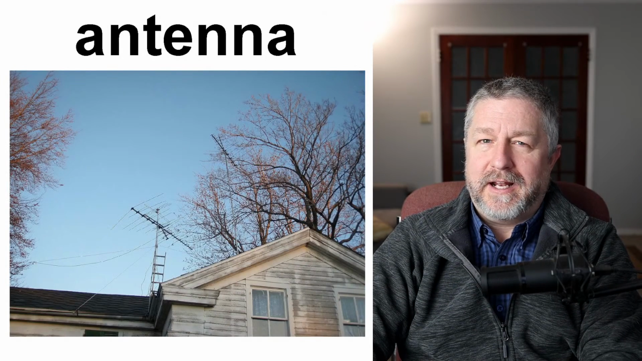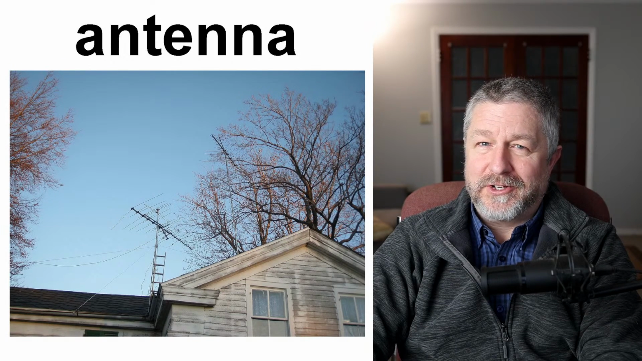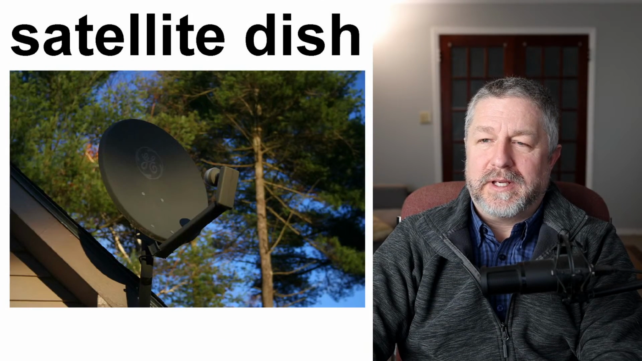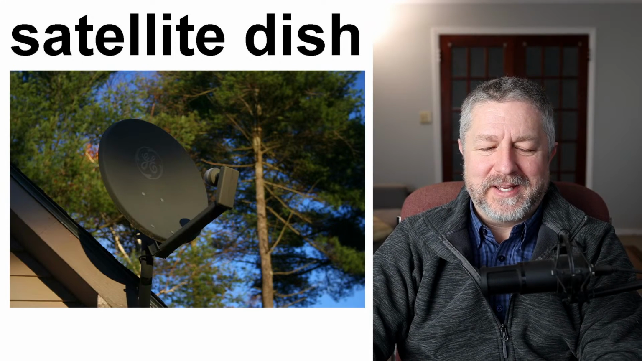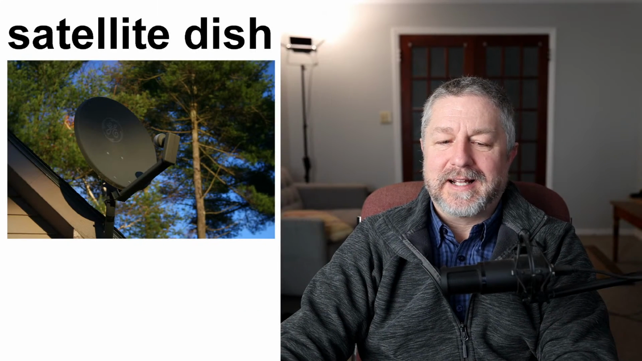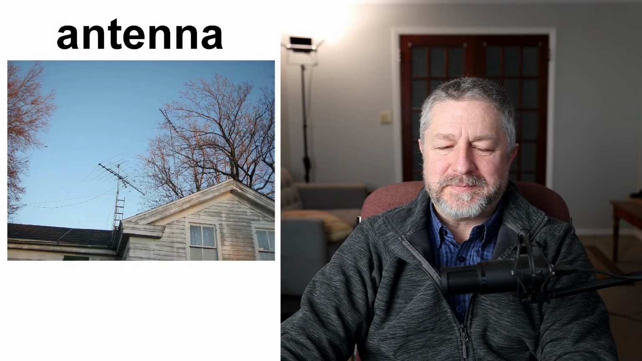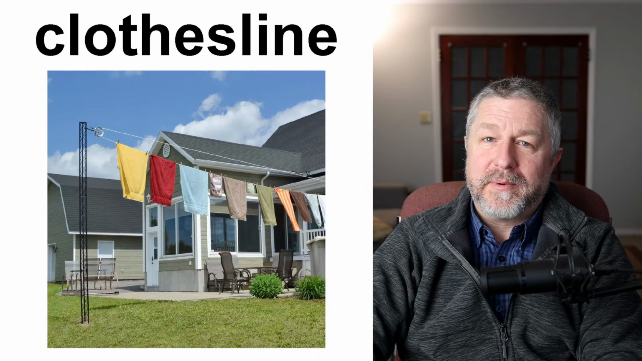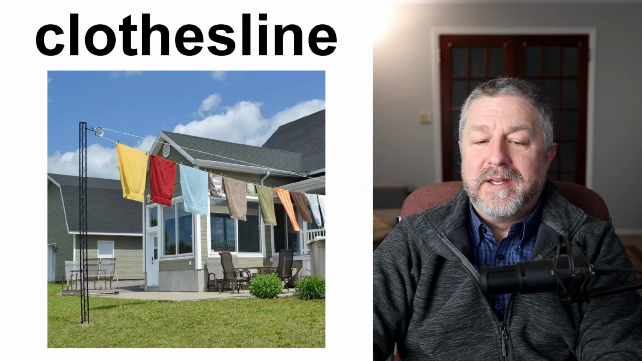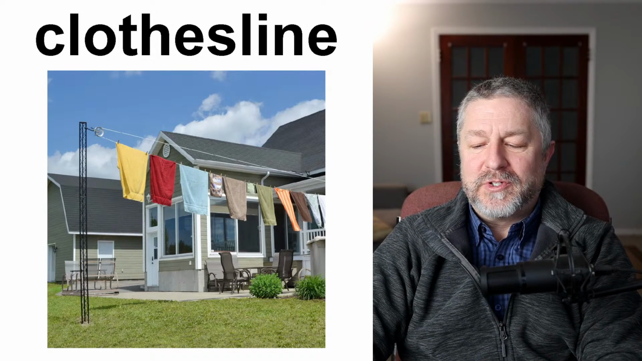With an antenna, we get 6 channels on our TV. With a satellite dish, we get 120-something channels. I don't even know how many we get. Too many, I think. So a satellite dish and an antenna. A clothesline, you might see a clothesline if you look up on someone's property. A clothesline is something you use to dry clothes.